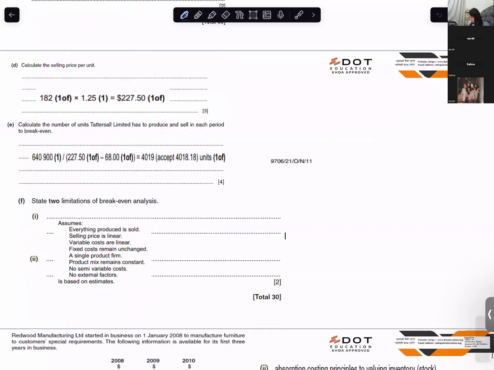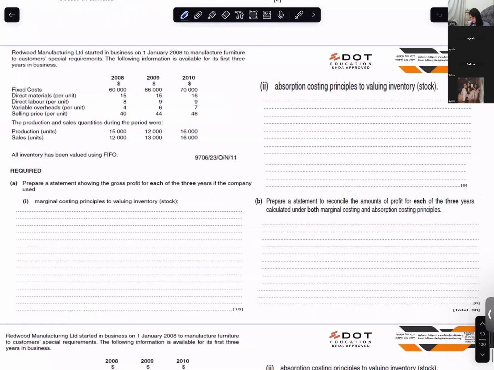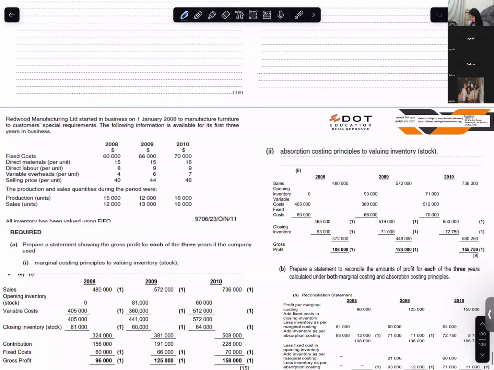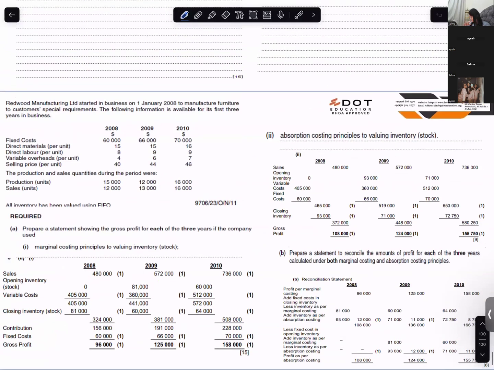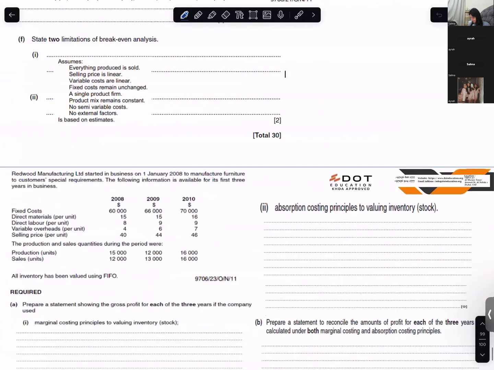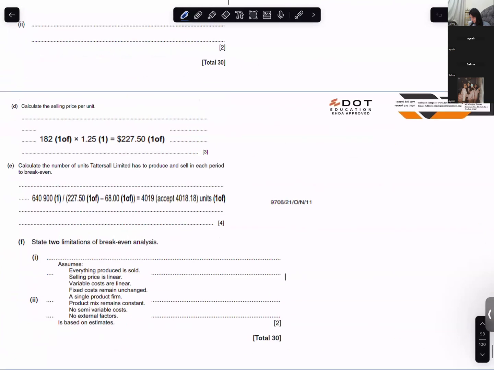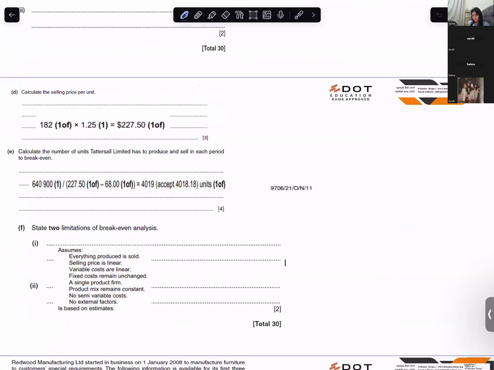Limitations of break-even analysis. They assume that the fixed cost will remain the same, that variable cost per unit will remain the same, and that all products that are produced will be sold. So with this, I think most of the theory is completed, right? Okay, fine.